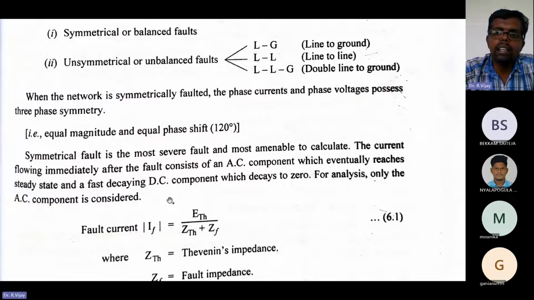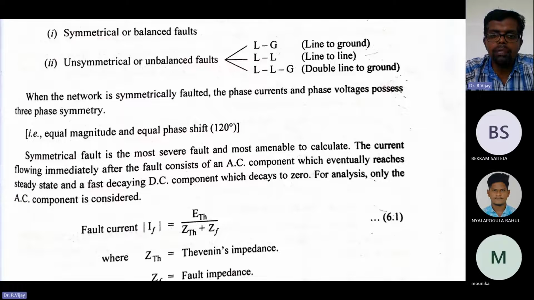Then, the current flowing immediately after the fault consists of an AC component, which eventually reaches the steady state, and a fast decaying DC component, which decays to zero. So this also might be happening. For analysis, only the AC component is considered here. So what happens is the current flowing immediately after the fault consists of an AC component, which eventually reaches the steady state, and a fast DC component which decays to zero.